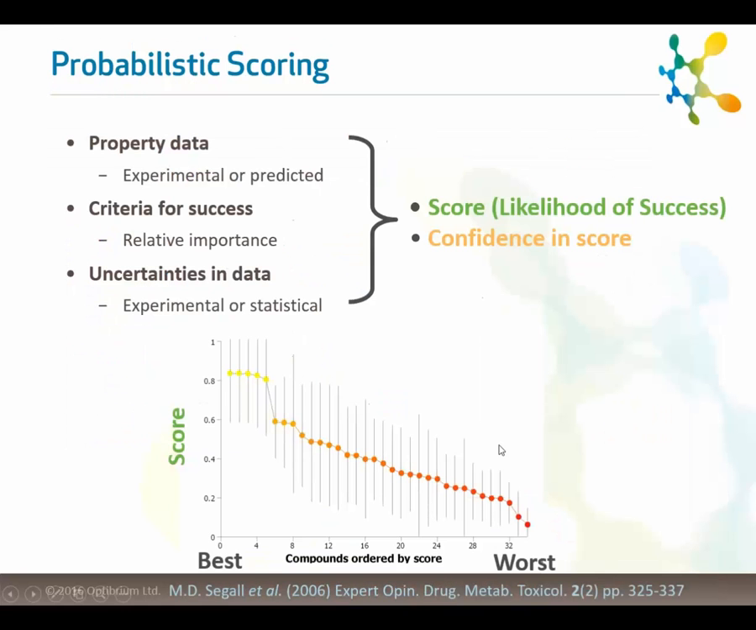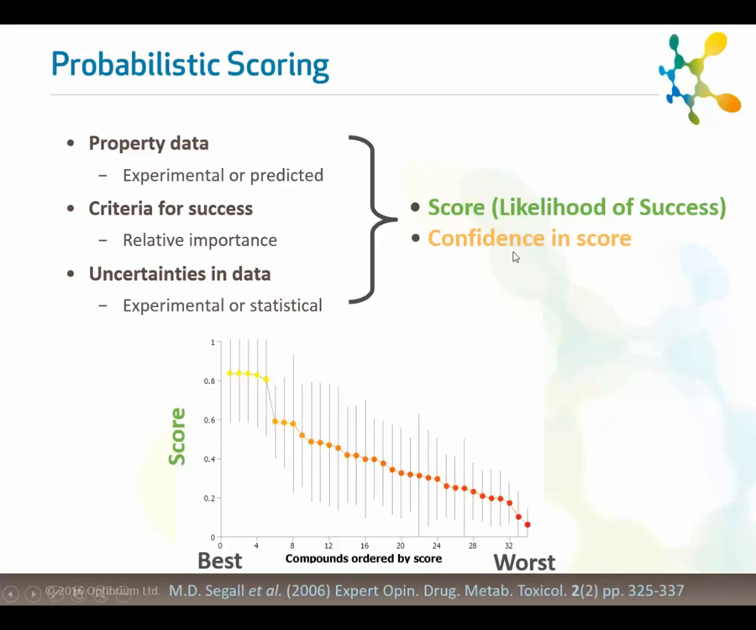But what it also does is explicitly take into account the uncertainty in that data. So having taken your property data, whether experimental or predicted, assessing it against those desirability functions or criteria for success and the relative importance, it also considers those statistical or experimental uncertainties to calculate a score that represents the likelihood of success against that profile. That is the probability of achieving the ideal outcome. And what it also does is bring together all of that uncertainty to estimate the confidence in the overall score.